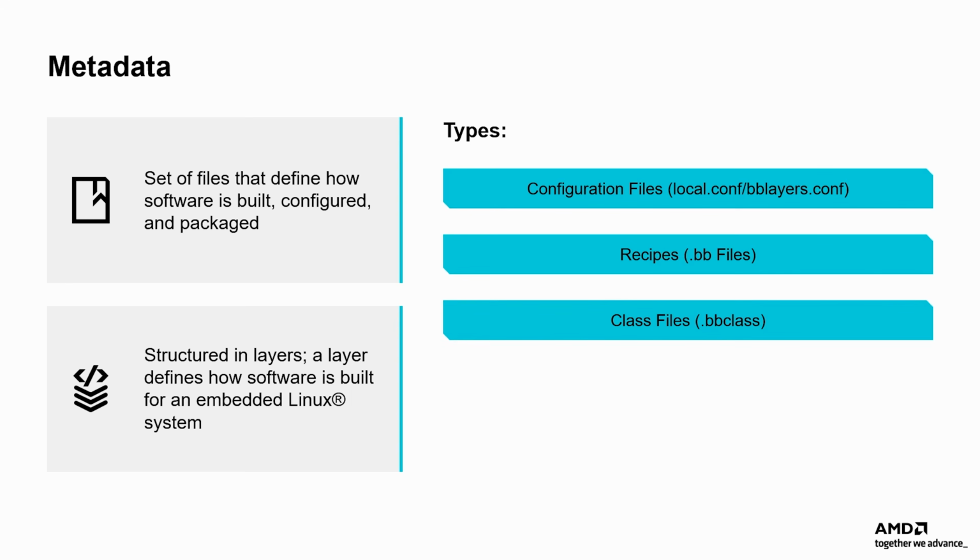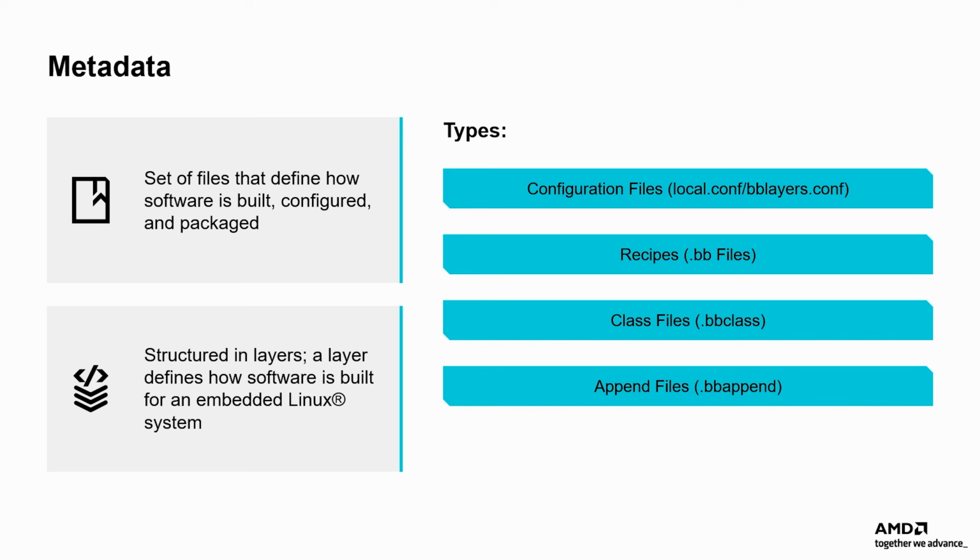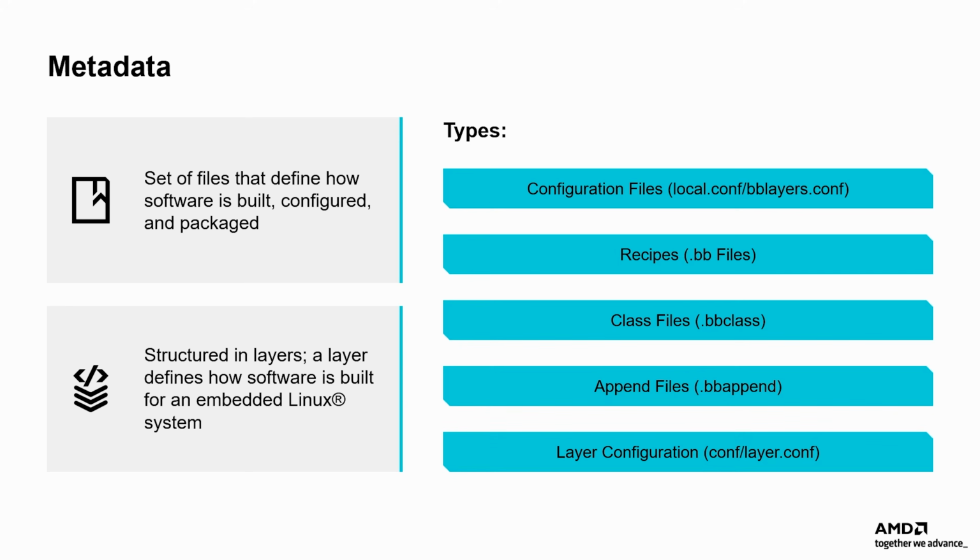Class files, .bbclass, act as reusable templates to eliminate redundancy by defining shared tasks and functions. Append files, .bbappend, modify existing recipes from another layer, enabling extensions or overrides without altering the original files. Lastly, layer configuration, layer.conf, defines the rules specific to a given layer, ensuring proper integration within the Yocto project build system. Yocto project's metadata-driven approach allows developers to customize the build system efficiently while maintaining modularity and reusability.